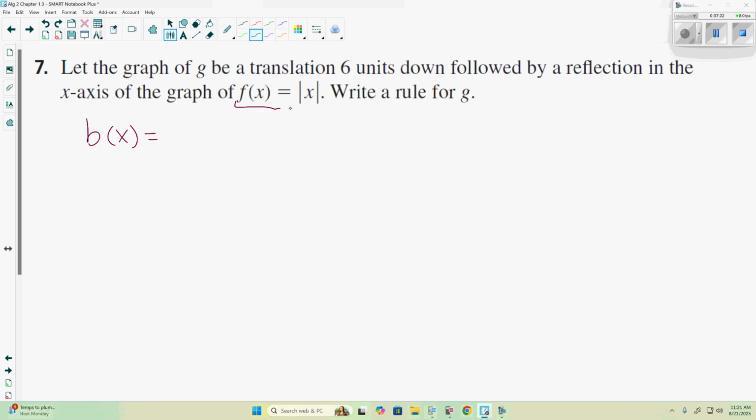So here we're still starting with f of x plus k, yes? What's our value of k this time? 6. Would it be positive 6 or negative 6? Negative, because we're going down.